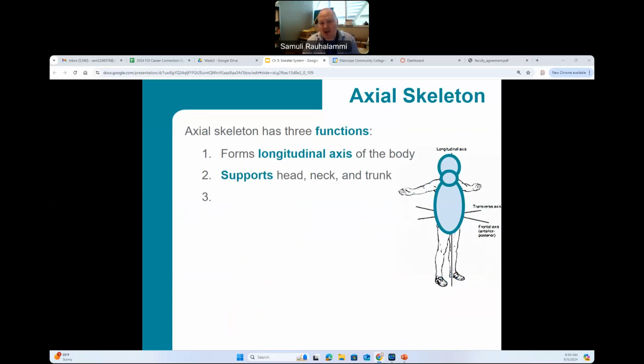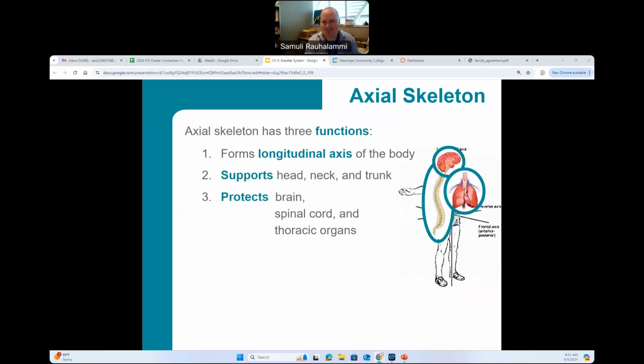Another function of the axial skeleton has to do with the fact that it supports structures of the axial body, so the head, neck, and trunk. So it's giving us this structure, this scaffolding, this shape of the body. And finally, we're also going to see that the axial skeleton helps us in terms of functions by protecting many vital organs with the axial bones. So we see, for example, brain, we see spinal cord, and we see thoracic organs enclosed within the axial skeleton's bones. So definitely an important function to consider.